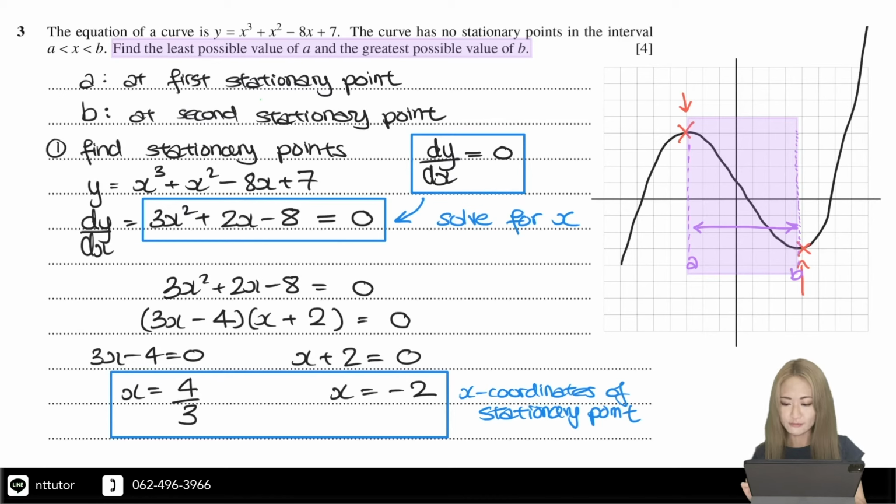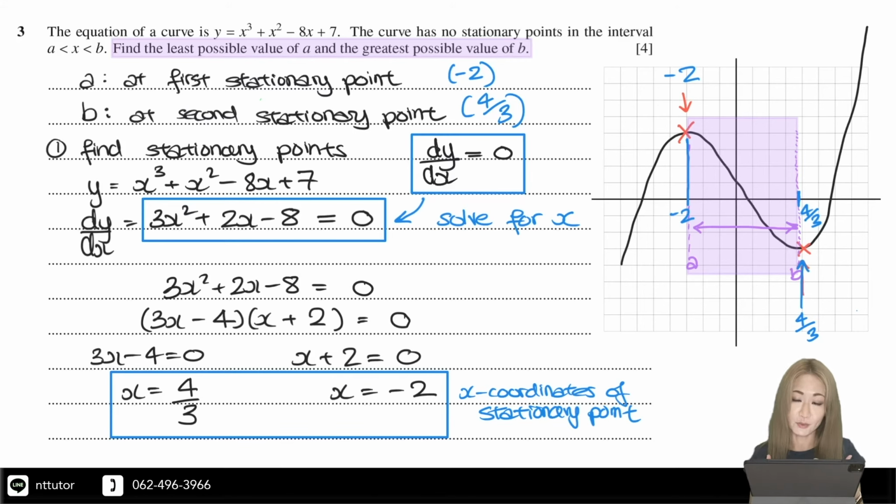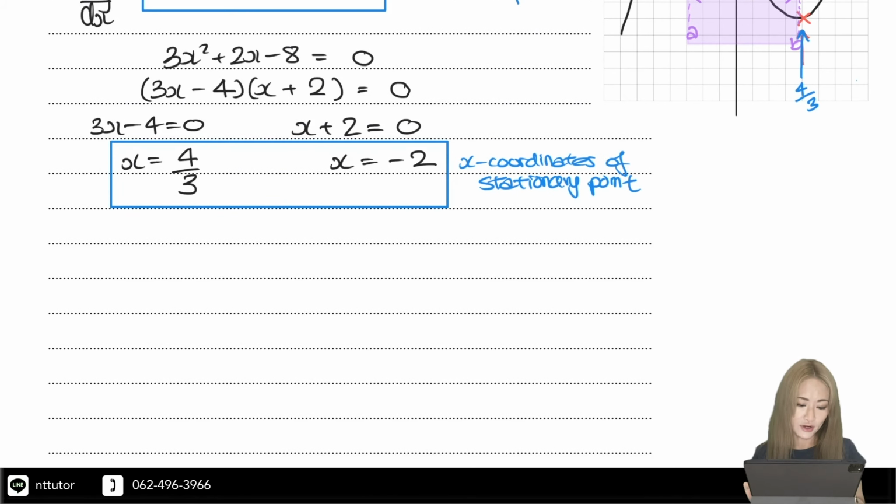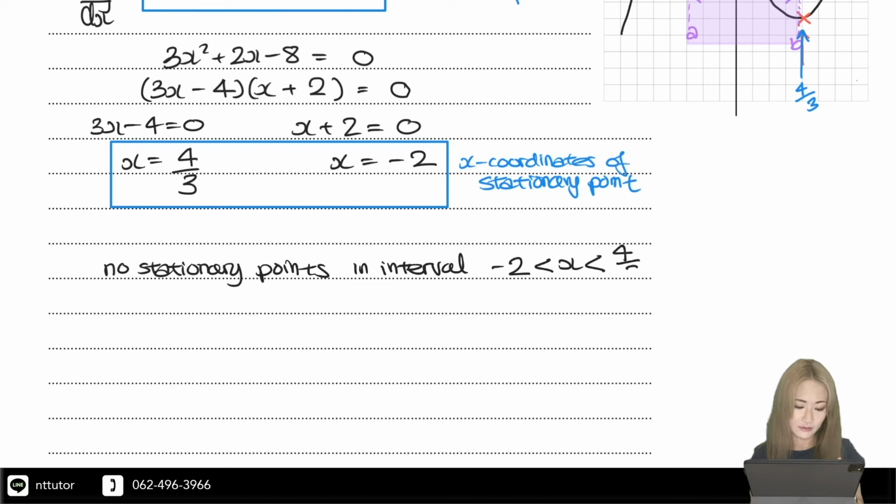So the first one must be minus 2, and the second one must be 4 over 3. So A is the first stationary point. So A is minus 2, and B is the second stationary point, so B is 4 over 3. Therefore, the interval where there are no stationary points must be between minus 2 and 4 over 3. So therefore, A equals minus 2 and B equals 4 over 3.